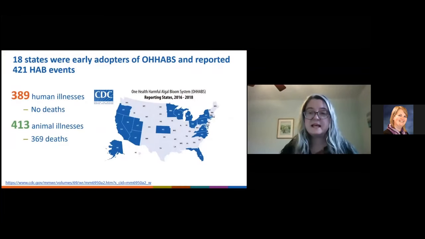There were 18 states that we refer to as the early adopters of OHABS. These early adopters reported 421 HAV events, 389 cases of human illness, and 413 cases of animal illness that occurred from 2016 through 2018. Although no people died, 369 animal deaths were reported.